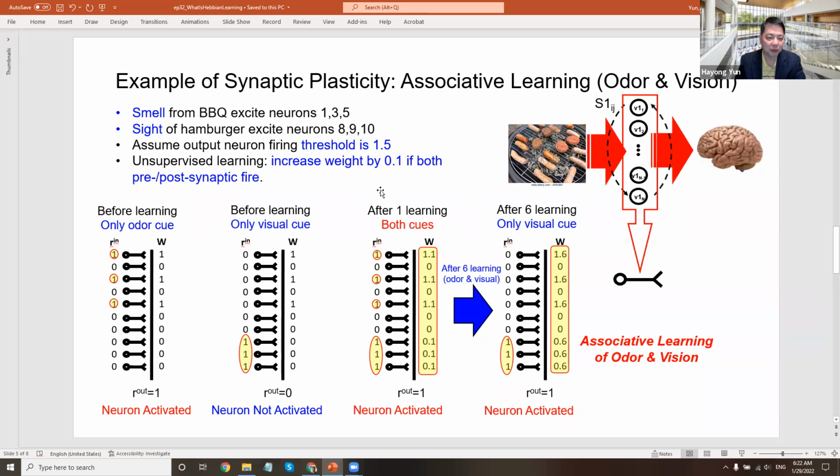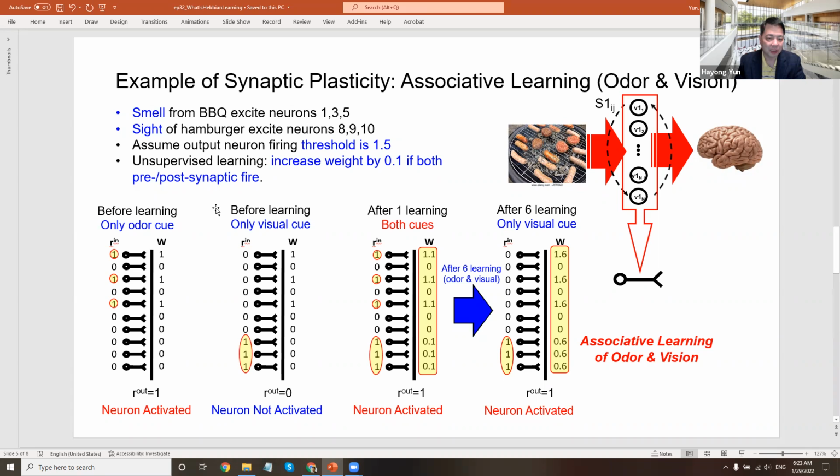So here is a situation. There are about 10 neurons here, and it goes to the next junction here. It just so happens that the weights in 1, 3, 5 are fairly well learned. The other ones are not learned, okay? And let's suppose that neurons 1, 3, 5 get the signal from smell, and 8, 9, 10 get the signal from the sight, okay?